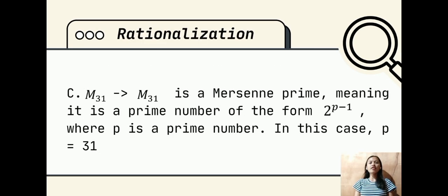The correct answer is letter C, Mersenne 31. Mersenne 31 is a Mersenne prime, meaning it is a prime number of the form 2 raised to the power of p minus 1, where p is a prime number. In this case, p is 31.